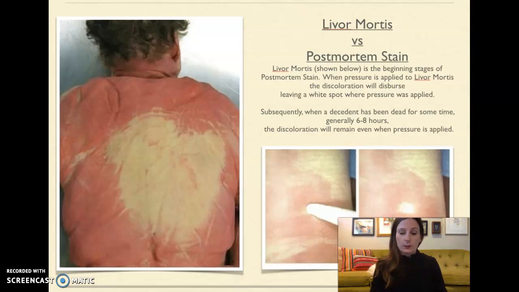Livor mortis and postmortem staining can be differentiated by using pressure on the discolored area. Livor mortis happens soon after death. If you apply pressure, such as a finger pressing on the discoloration, it will disperse, leaving a white spot where the pressure was applied. When pressure is applied and the discoloration remains, it's considered a stain.